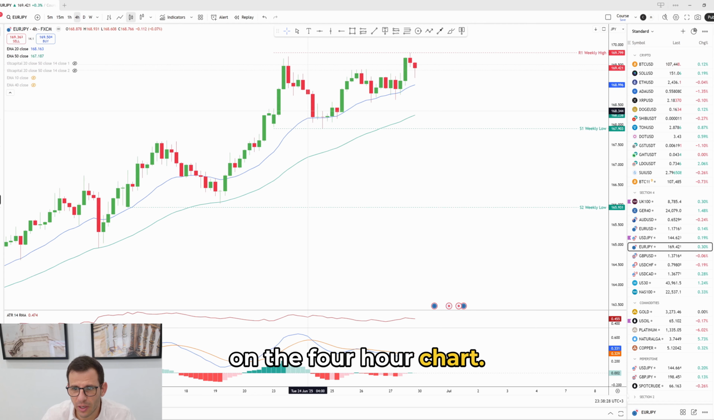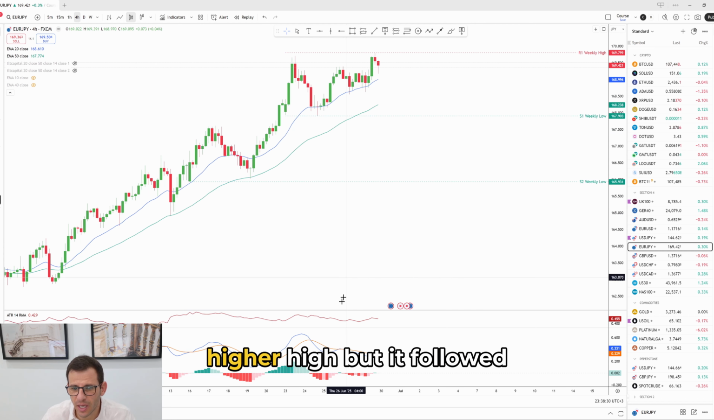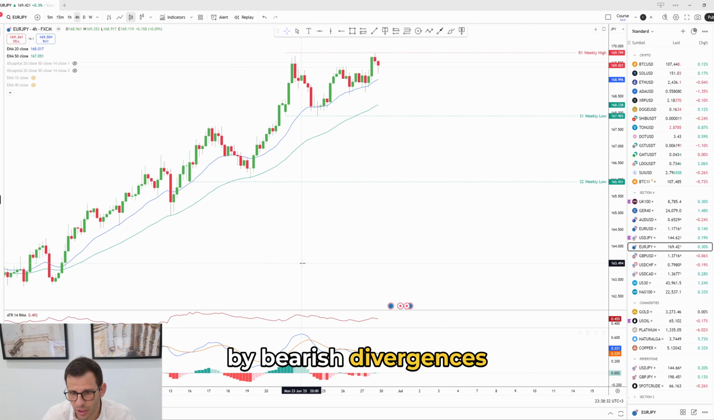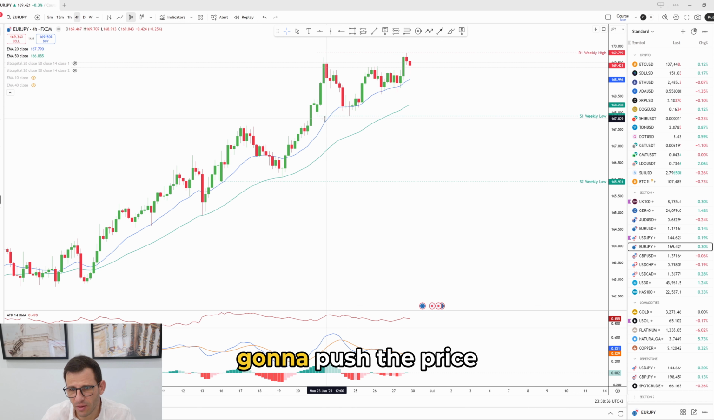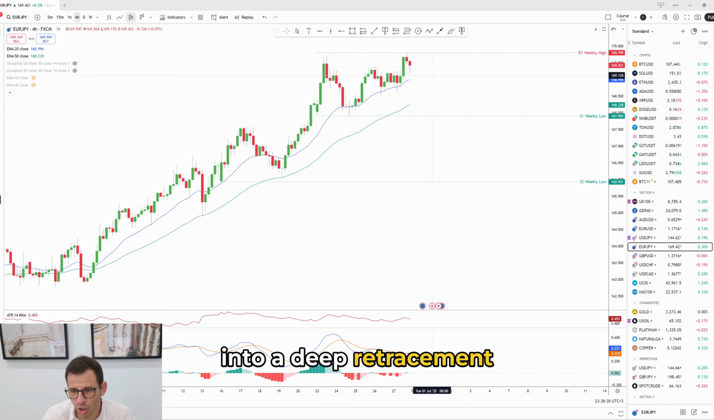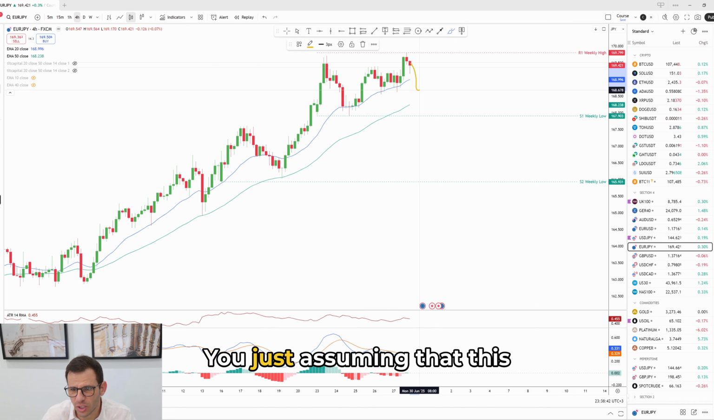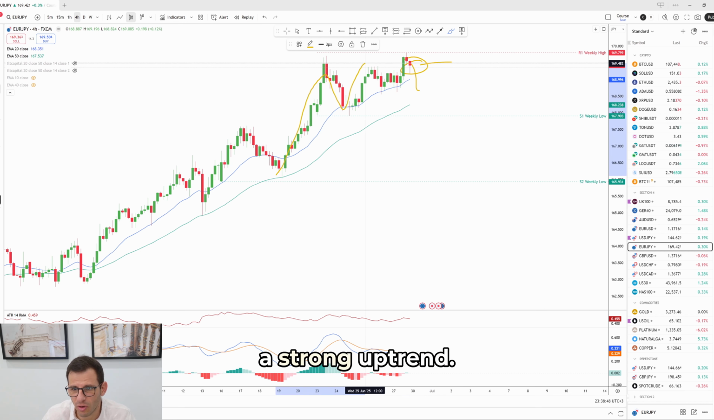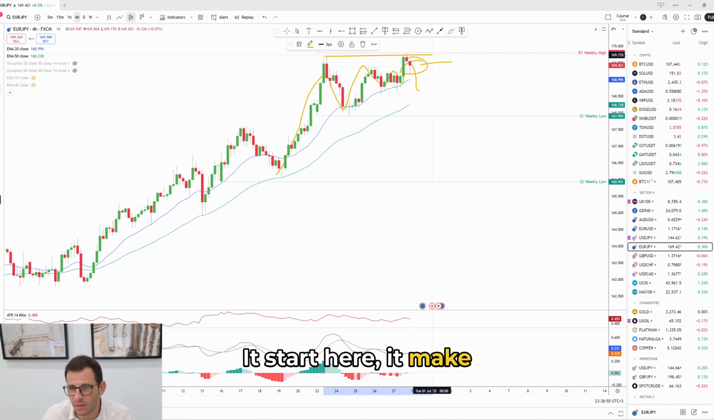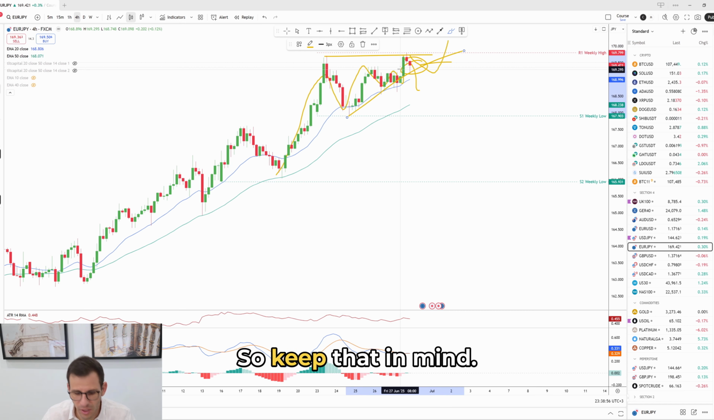On the 4-hour chart, the price made this higher high, but it was followed by bearish divergence on the MACD. This might push the price into a deep retracement, but under no reason should you just assume that this is the end of the uptrend. The market is in a strong uptrend. It stalled here, it made an equal top, but it might resume as an ascending triangle. So keep that in mind.